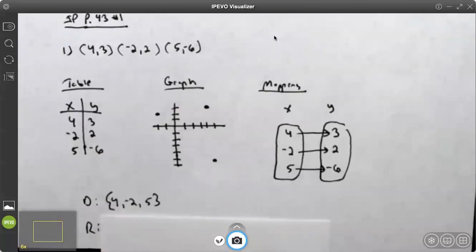Your domain is -2, 4, 5 in numerical order. Your range is -6, 2, 3 in numerical order. And yes, it is a function. Every x has only one y. We'll see some examples of not functions here eventually.